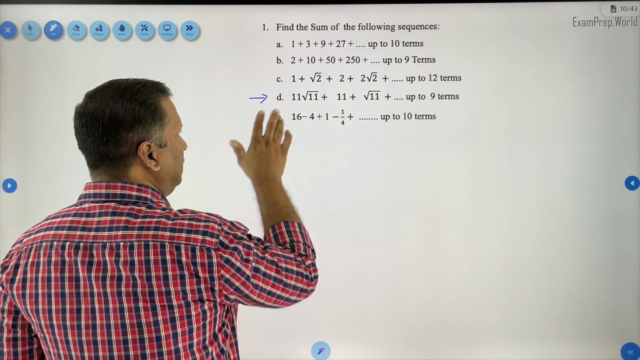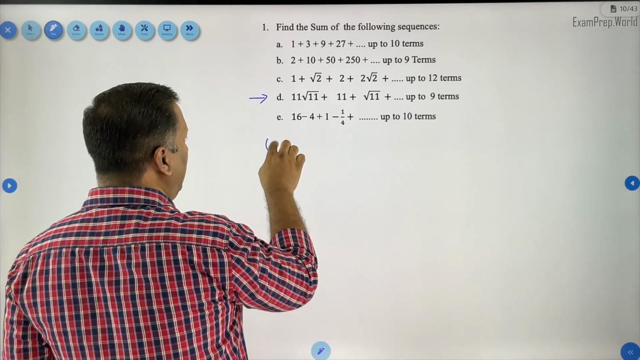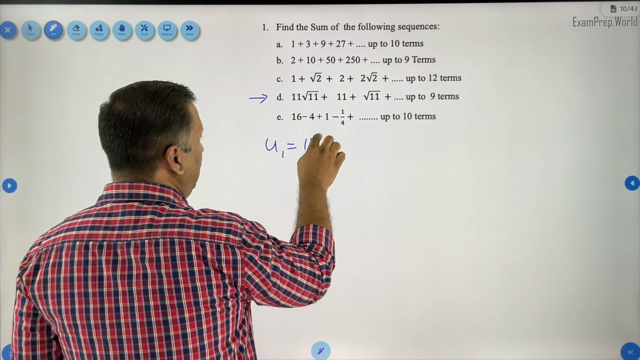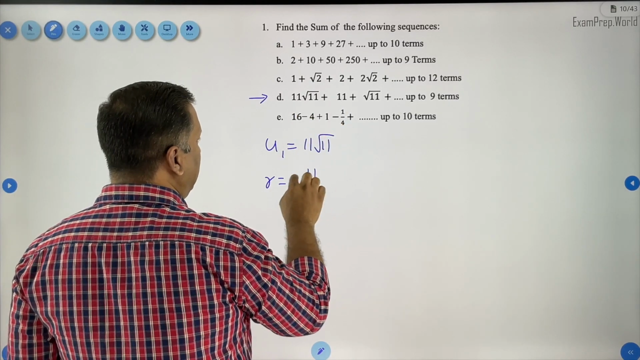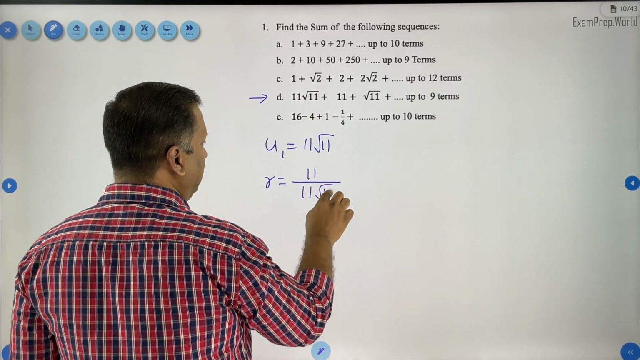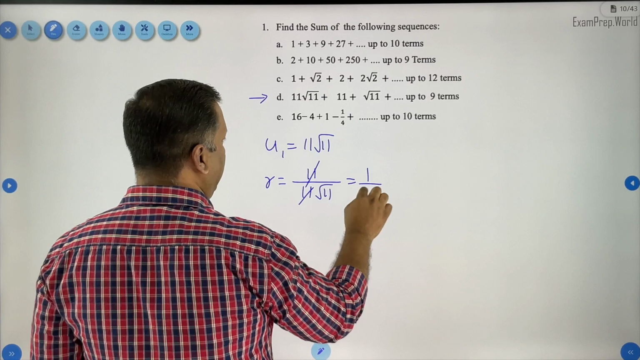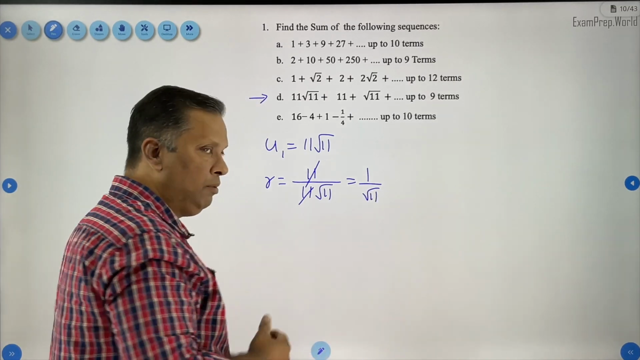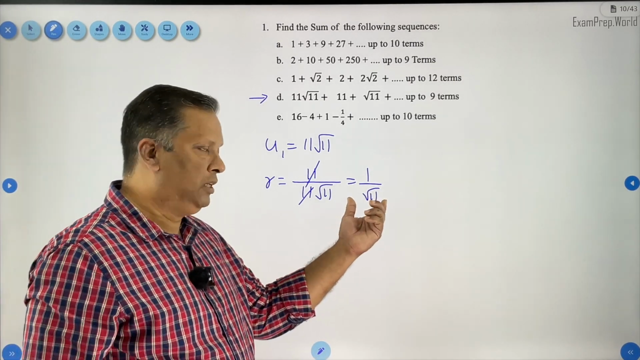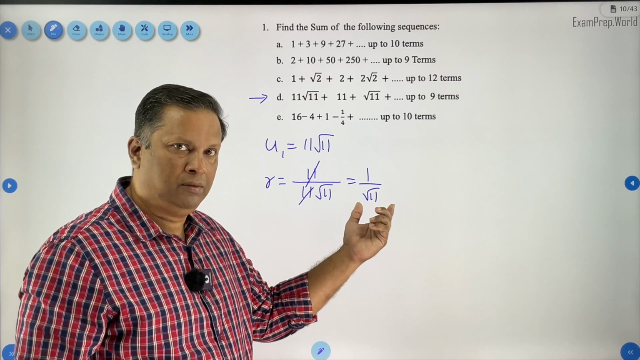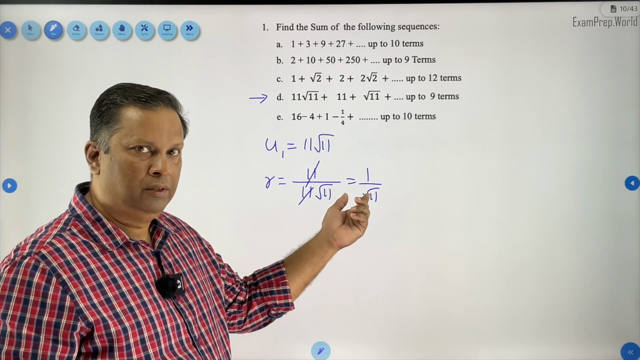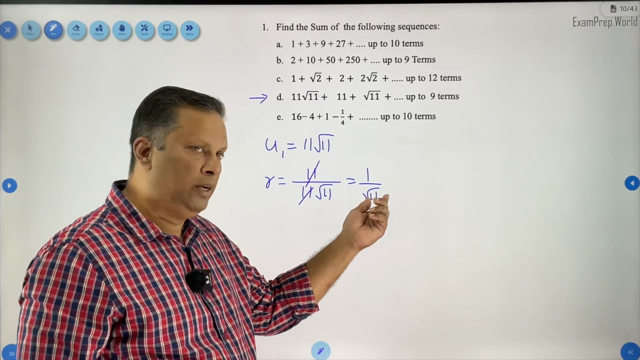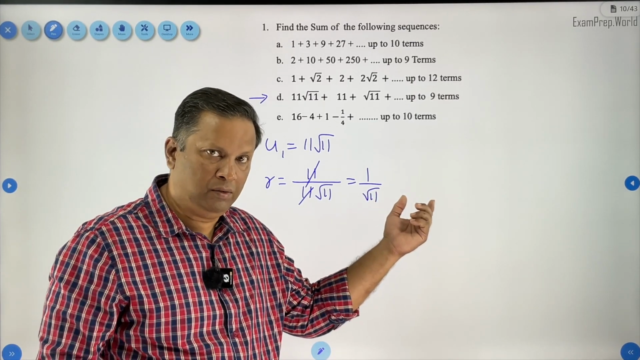D is here. D is 11 root 11. So U1 is 11 root 11 and R is 11 divided by 11 root 11, which is 1 by root 11. Now tell me, here R is less than 1 or more than 1? It's less than 1, right? 1 divided by any number, root 11, which is obviously 3 point something, right? So it is less than 1.